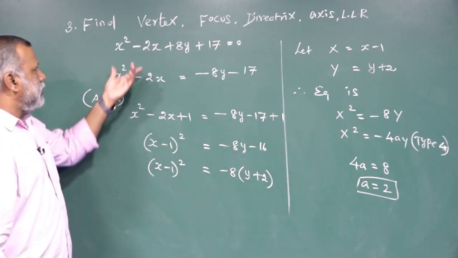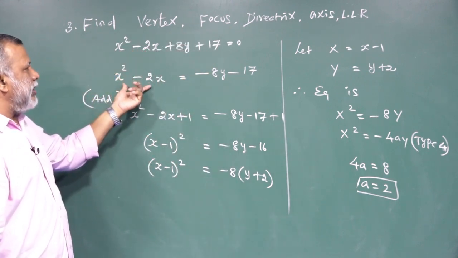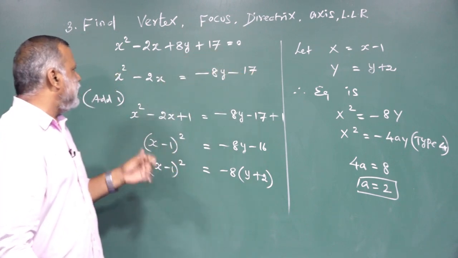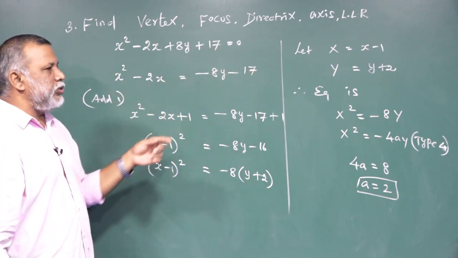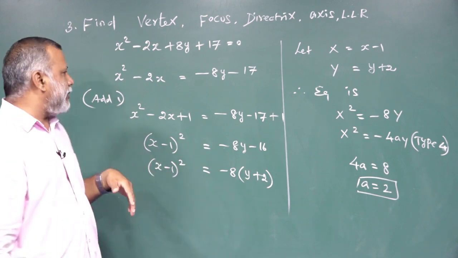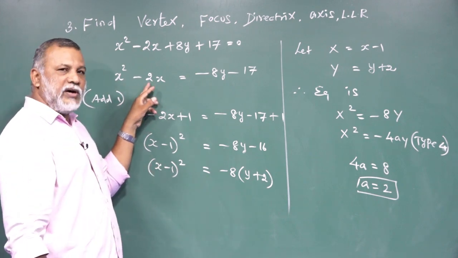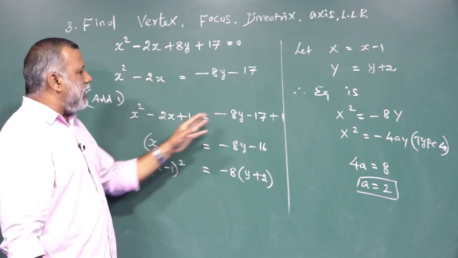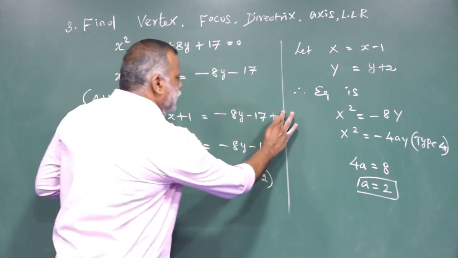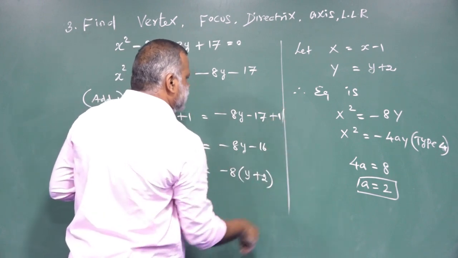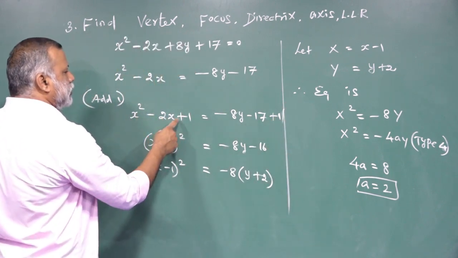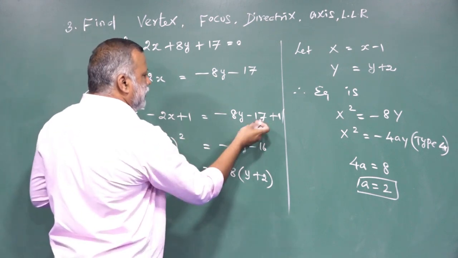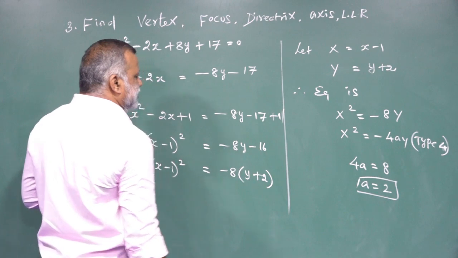Once again, listen. Take the square family on the LHS, convert the rest to the other side: minus 8y minus 17. Add 1 on both sides. The reason is the completing the square method: take half of the coefficient of x, that means 1, and squaring again gives 1. Add 1 on both sides. Now x squared minus 2x plus 1 is x minus 1 the whole square. Minus 8y, and 17 and 1 simplify to 16.